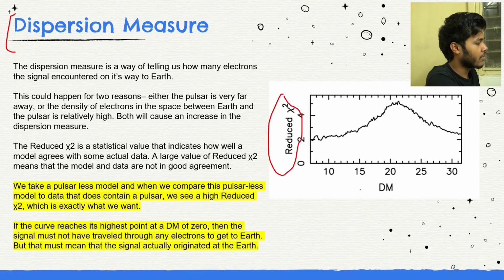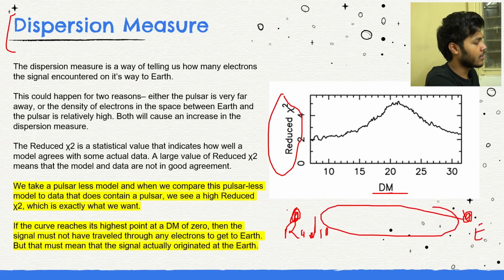So we will see what a dispersion measure is. Let us take an example. We have a source here, and this is Earth. This is a source of radio waves, and this is Earth, and there is space between these two. We know that space is majorly vacuum, but that is not entirely true. It contains a low density of electrons too. So there are electrons between the source and the Earth.